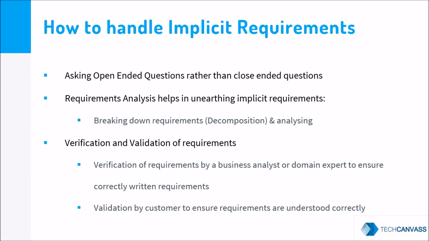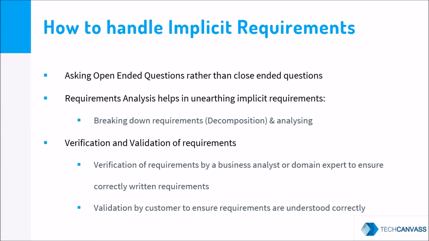So how do we find out implicit requirements? There are certain ways in which you can unearth these implicit requirements. One of the simplest ways is to start asking open-ended questions at the start of the requirements gathering phase. Open-ended questions are those where the customer has to provide an explanatory answer rather than an answer resulting in yes or no. Close-ended questions are only asked to confirm certain facts.